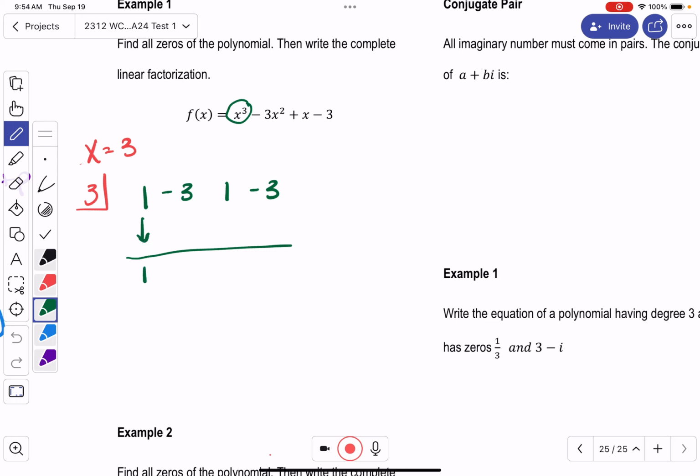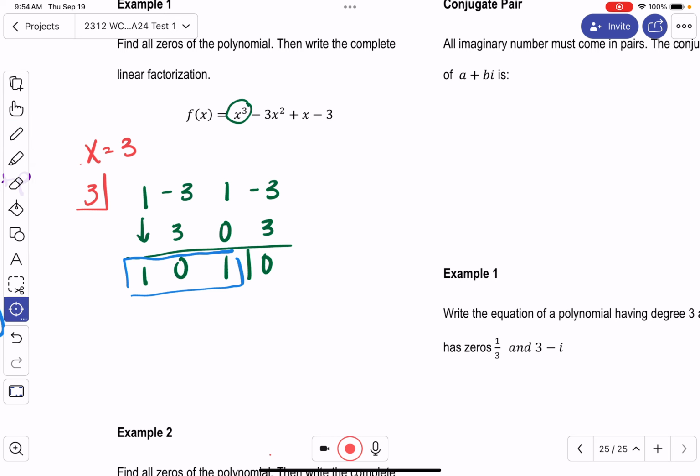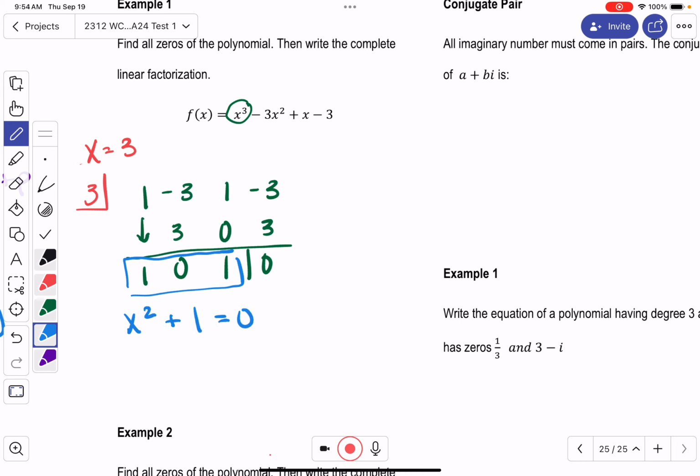Bring it down. 3 times 1 is 3, that's a 0. 3 times 0 is 0, that's a 1. 3 times 1 is 3, that's a 0. What we're trying to get to is a quadratic equation, because you should know how to factor quadratic equations. And remember, in the synthetic division process, we always write it down 1 degree less than where we started. So this will be x squared plus 1 is equal to 0.